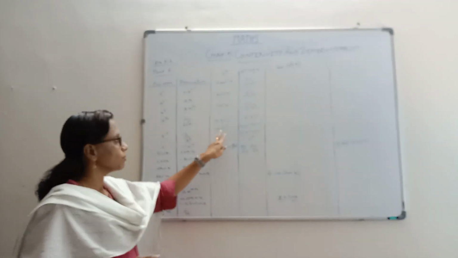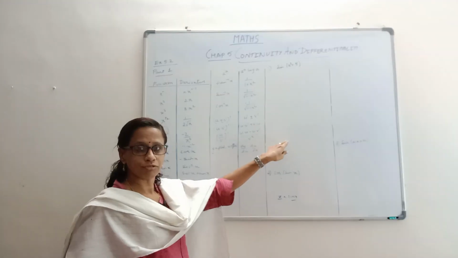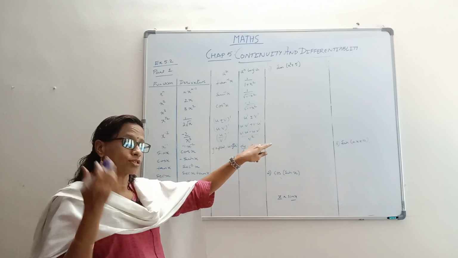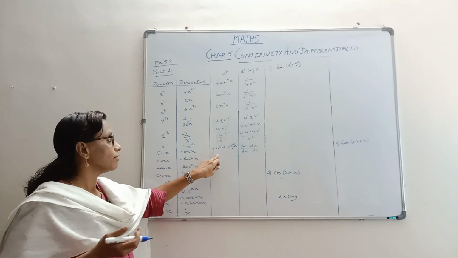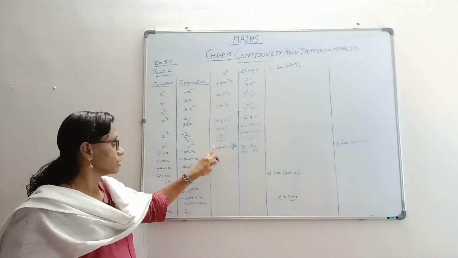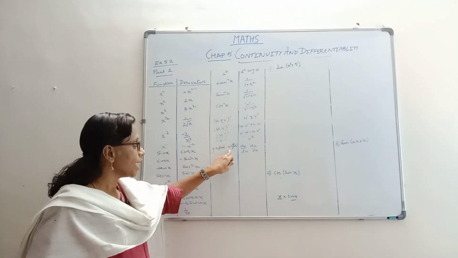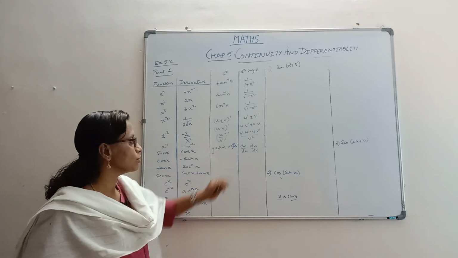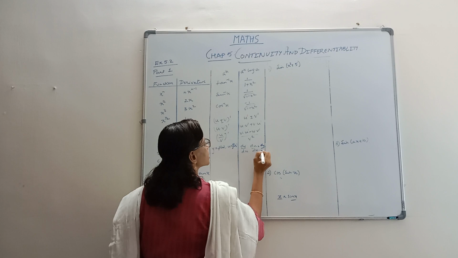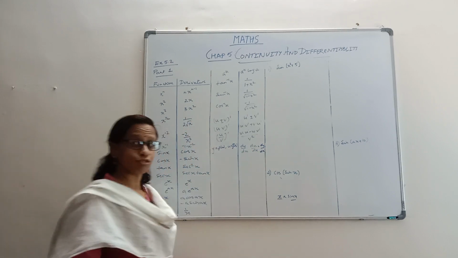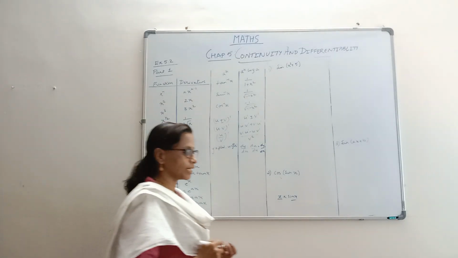Then you can use the formula u into v dash plus v into u dash. I'll let you know how we use the formula. If there is a quotient also, there is a formula, the quotient formula. If y is a function of u and u is a function of x, then we use something called the chain rule, and we find dy by dx. This is called the chain rule, and it is by the chain rule that we are calculating the derivative.